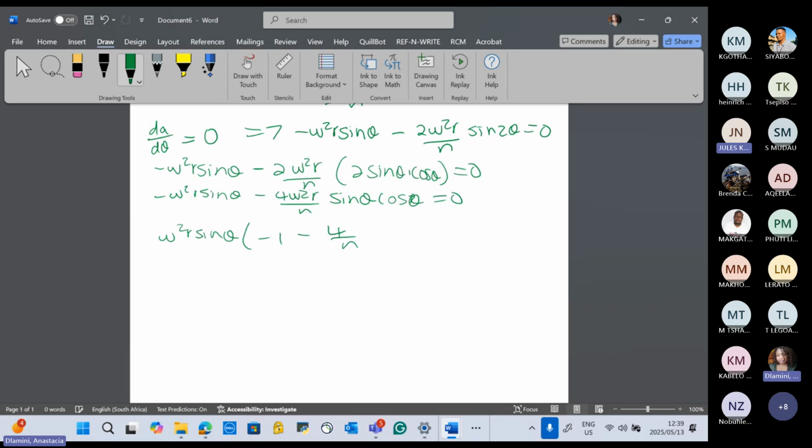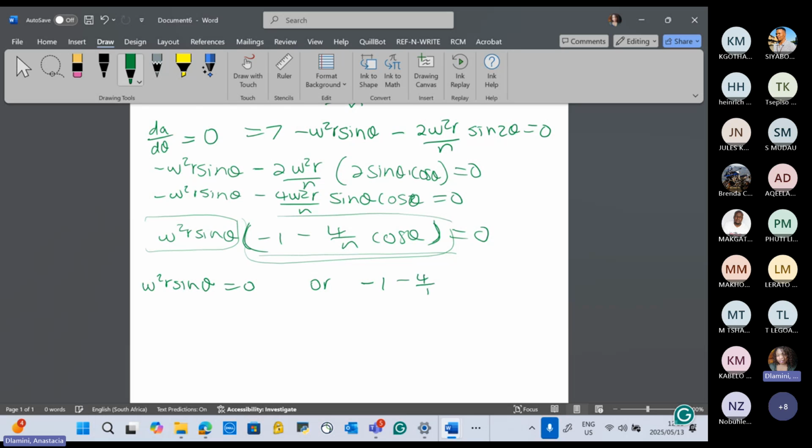Minus 1 minus 4 over n cos of theta. So then what do we do? Is it possible to equate the two things to 0? Yes. So for this whole statement to be equal to 0, this part must be equal to 0, or this part must be equal to 0. So we have W squared R sine of theta equals 0, or we have minus 1 minus 4 over n cos of theta equals 0.